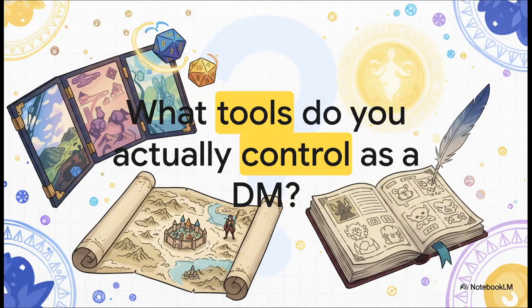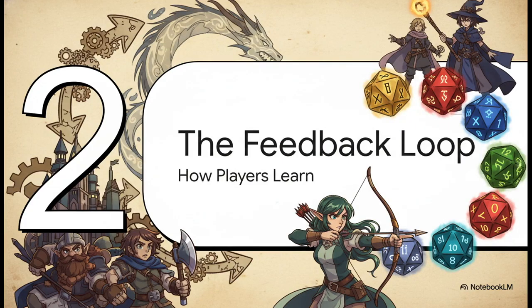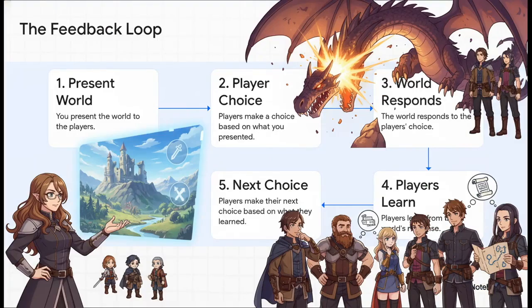And maybe even more importantly, what tools do you actually have as a dungeon master to help shape what they respond to? Well, the answer lies in something I call the player feedback loop. And the thing is, this loop is running at your table right now, whether you've designed it or not. It's a pretty simple cycle, right? You present the world. Then, the players make a choice. The world responds to that choice. And here's the key: the players learn from that response. Then, they make their next choice based on what they just learned. That response, not what you intended, but what actually happened, is what teaches them how to play your game.